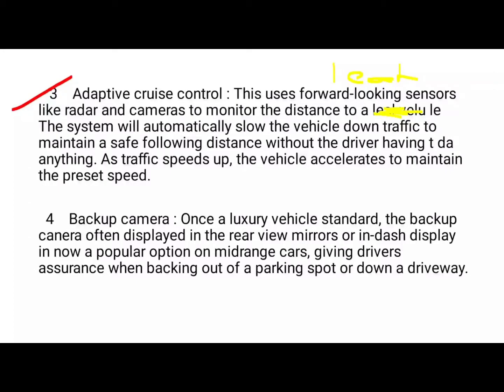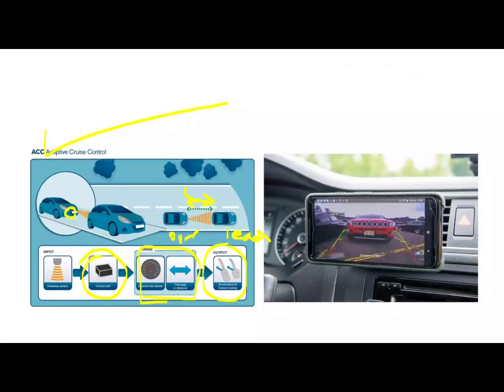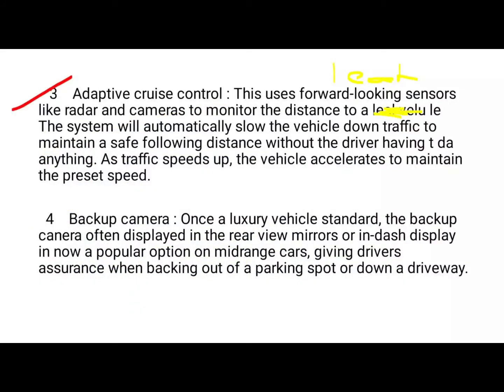Here it is given that the system will automatically slow down the vehicle in traffic to maintain a safe following distance. When the traffic clears, that means when the front vehicle is again moving at high speed, the system will not be acting. Then we can drive our vehicle at higher speed. Now, as traffic speeds up, the vehicle accelerates to maintain the preset speed. As soon as the traffic starts moving, our vehicle accelerates, picks up speed, and moves on its own. Okay.